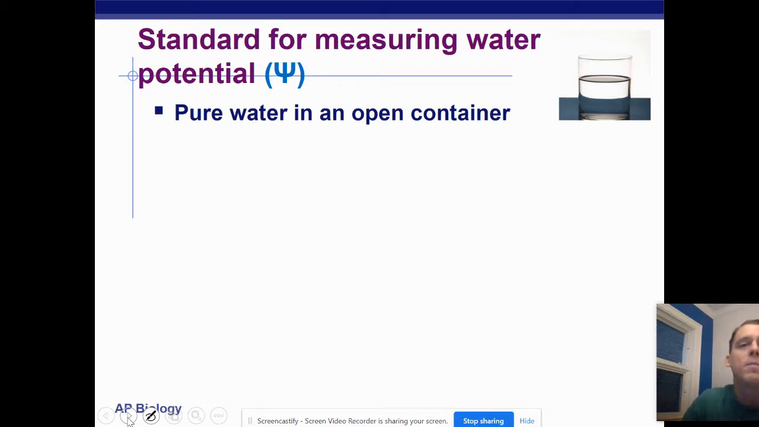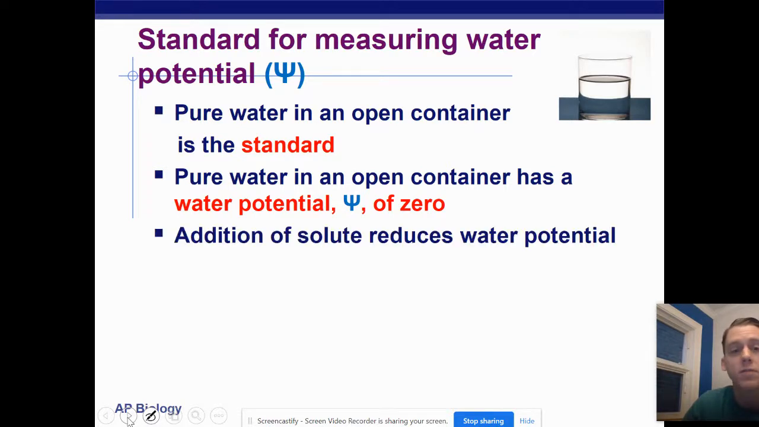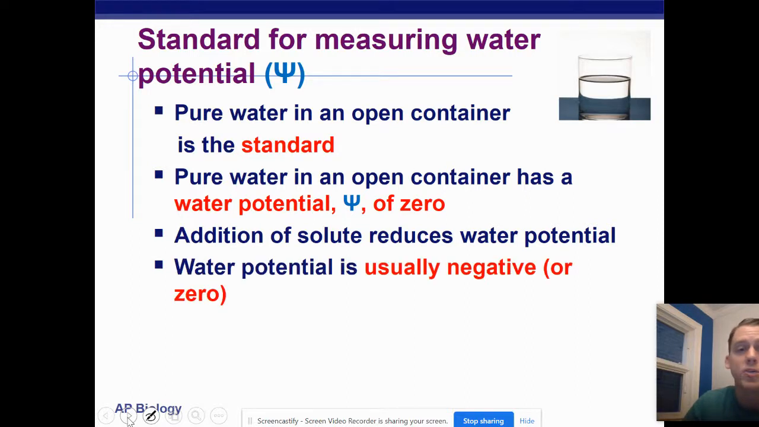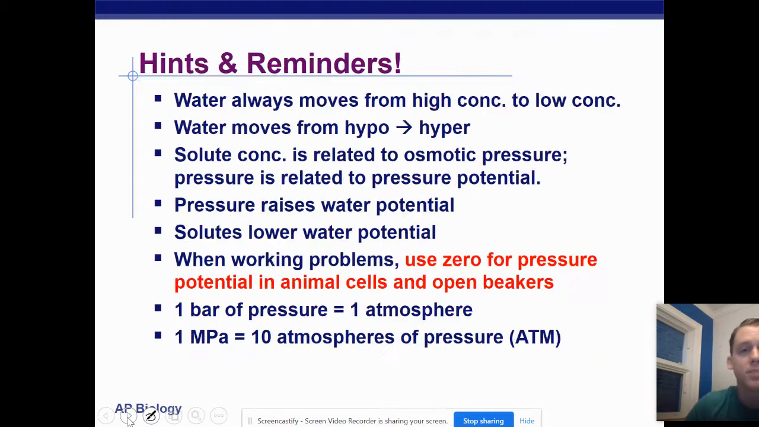Okay, so the standard for measuring water potential is going to be pure water in an open container. That's like nothing, no potential. That is a standard. Pure water in an open container has a water potential of 0. If we add solute, then we reduce that water potential. Water potential is usually going to be negative or possibly 0. And water goes from hypo to hyper. Another way of saying that, and the way you should say it from now on, is a high water potential to a low water potential.